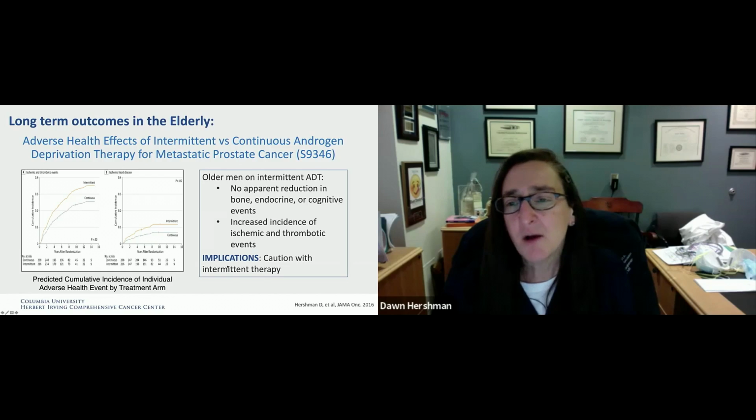We found really no apparent reduction in many of the long-term outcomes, such as osteoporosis and fracture, endocrine or cognitive events. But one of the things we were able to show was that patients that were enrolled in intermittent therapy had a higher rate of ischemic events and ischemic heart disease. So this was an unexpected finding in the elderly, but it gave us insights into some of the implications that we need to be cautious with this intermittent therapy in this elderly patient population.